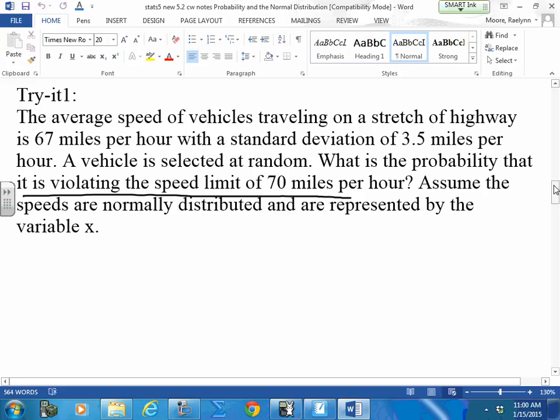So no, this is not a 1 anymore. This is 67. Your speed limit is 67. And your x value is 70. That's our cutoff. You have to find your area. Where's your shading? What part do you want shaded? Your x is 70, and your probability statement is missing: the probability that x is greater than 70. So now when you look up your area, you want the area to the right of that z-score.